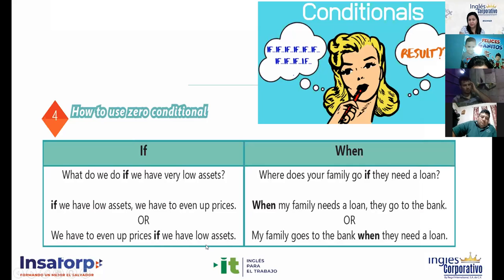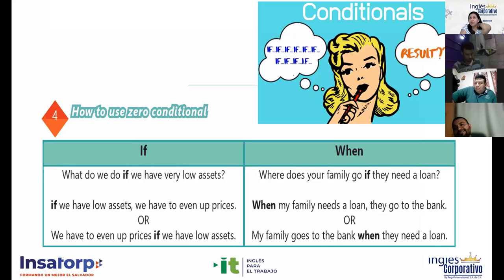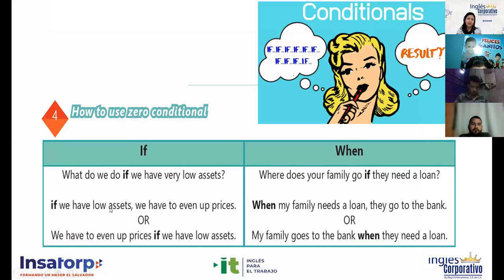¿Qué es asset? Like the activo. Yeah, in Spanish it's like that. The goods. What a company has. ¿Qué estamos haciendo si nosotros tenemos más activos o menos activos? Very low. Tenemos bajos activos. Tenemos que subir los precios. Nosotros tenemos que subir los precios si tenemos bajos activos.